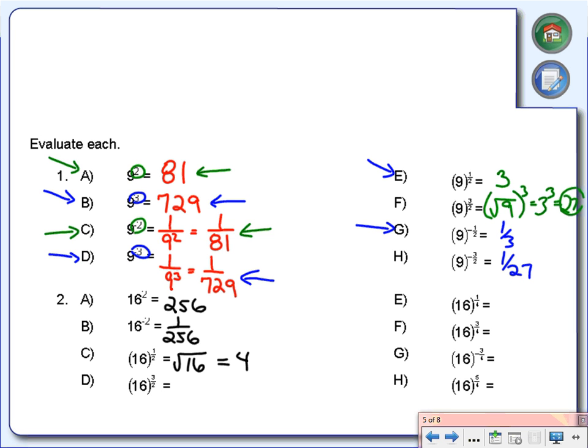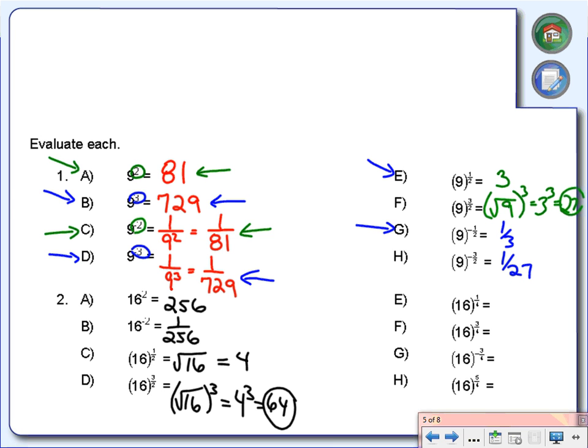D, 16 to the 3/2 power. Again, the bottom number represents the square root. The top number is the power. So the square root of 16 we already said was 4. So the next question is, what is 4 to the 3rd power? What is 4 times 4 times 4? 64. So the answer I'm looking for on D is 64.